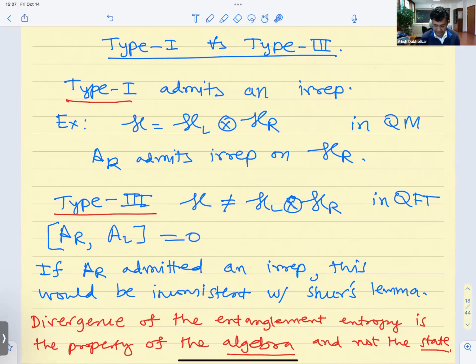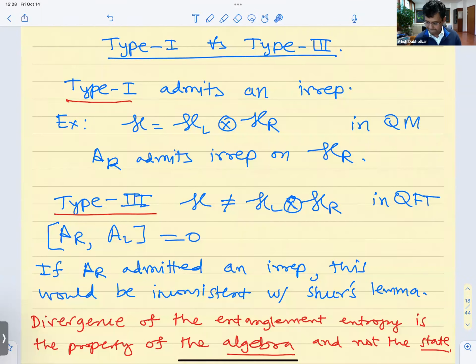And as was emphasized by Witten, the divergence of the entanglement entropy should be viewed as a property of this algebra, the fact that it is a type 3 algebra and not a type 1 algebra, and not a property of the state. Because if you computed this entanglement entropy in any other state instead of the vacuum, because all states at short distances look more or less like the vacuum, you do not expect the divergence to go away.